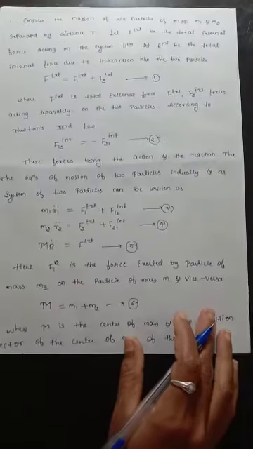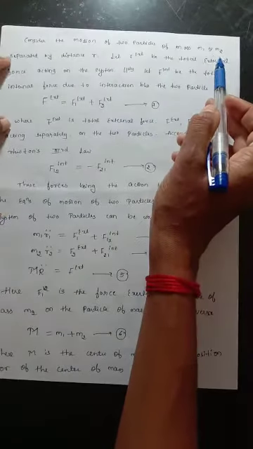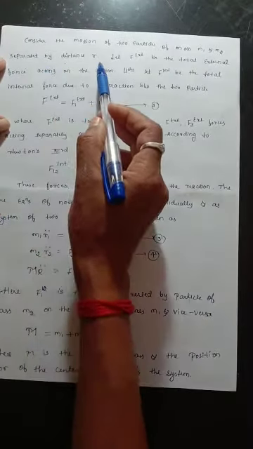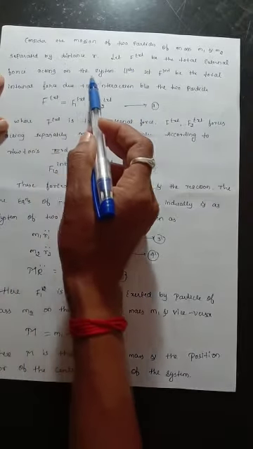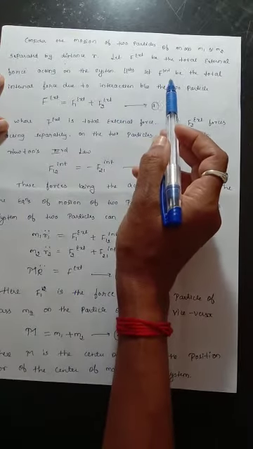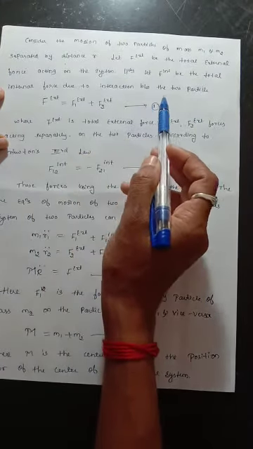Okay, see what we did here. Consider the motion of two particles of mass M1 and M2 separated by a distance r. Let F external be the total external force acting on the system. Similarly, let F internal be the total internal force due to interaction between the two particles.